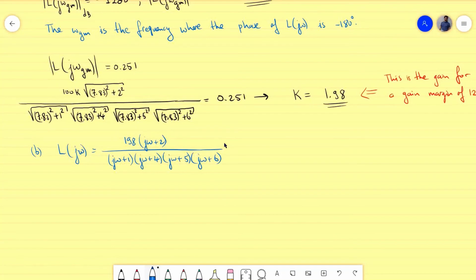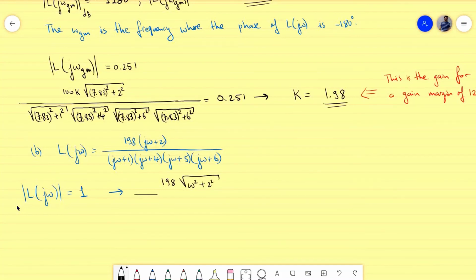What was the required situation for the phase margin? What was the definition? You look at the gain of your loop transfer function, which is 1, and then calculate what the phase is at that frequency. So first, at what frequency do I get a value of 1? So I need to do this. Let me continue with black. I will have 198 and then the square root of omega squared plus 2 squared.